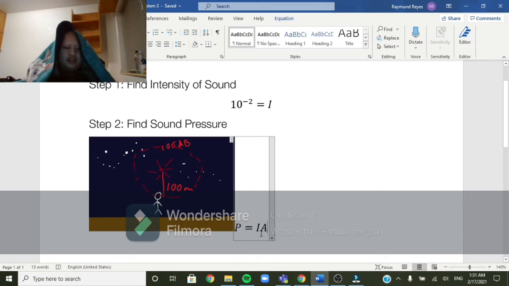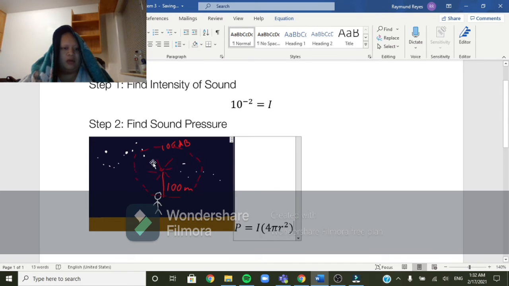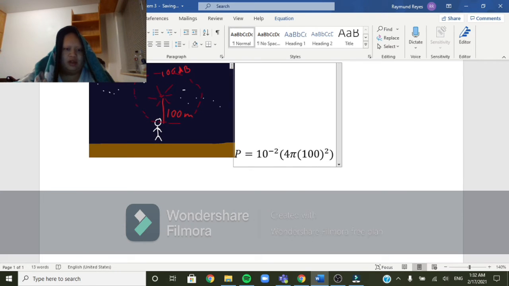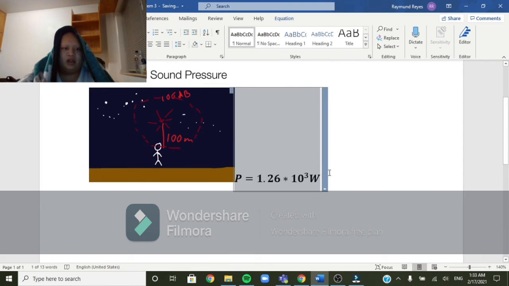We have an equation for power, which is the intensity times surface area. Most explosions are spherical, and anything with a sphere has a radius, so you have to replace A with something with a radius. 4 pi r squared is the surface area of a sphere, and yeah, explosions are spheres, if I have to keep reiterating it. The radius we plug in is the distance from the explosion to whoever heard the explosion. So plug in 100 for r, and then plug in 10 to the negative 2 for I, which is the intensity. Multiplying it, I got 12,566 watts. But if you go for significant digits, it's 1.26 times 10 to the third watts. And that's my answer for step 2.